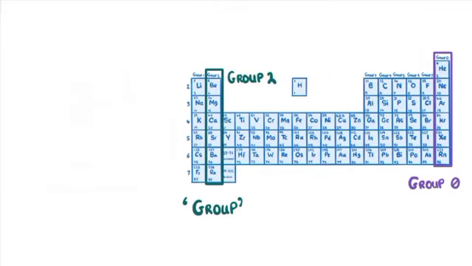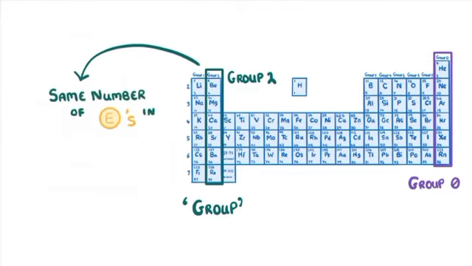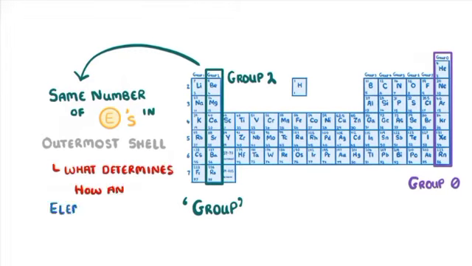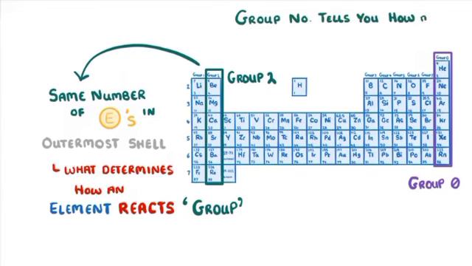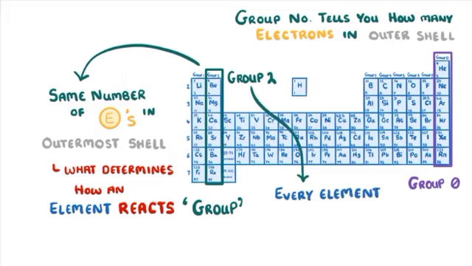The reason that elements in each group have similar chemical properties is that they have the same number of electrons in their outermost shell. And this is largely what determines how an element reacts. In fact, the group number actually tells you exactly how many electrons they have in their outer shell. So as we're looking at group 2, we know that every element in this group has 2 electrons in its outermost shell. Just make sure you don't get confused here. All of the elements in a given group have different total numbers of electrons, they just have the same number of electrons in their outermost shell.